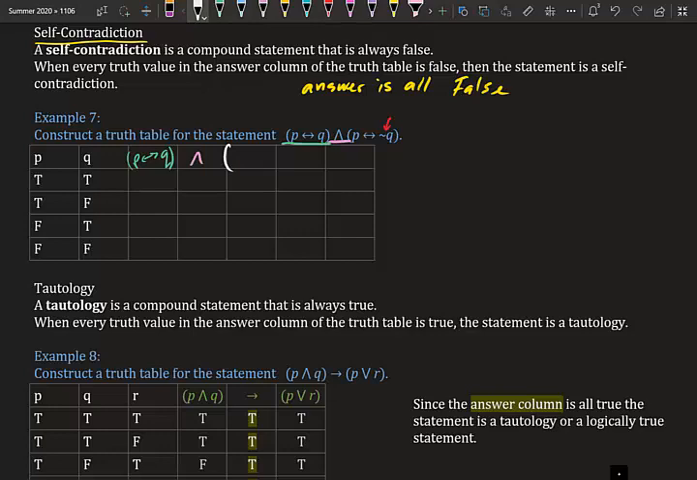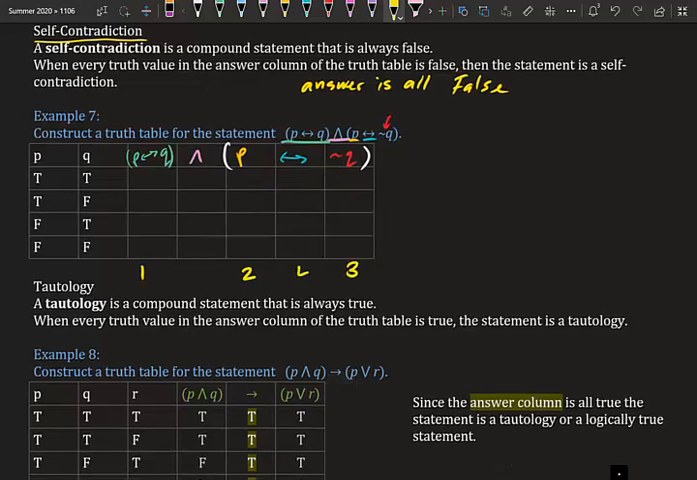So we have parentheses, P, if and only if, negation Q. So I'm going to do my first set first, then I'm going to do P second, negation Q third, the biconditional statement fourth, and then the connective fifth. So 2 and 3 give us 4, and 1 and 4 give us 5. You might be picking up on a pattern here. You're not wrong. There is a pattern here.